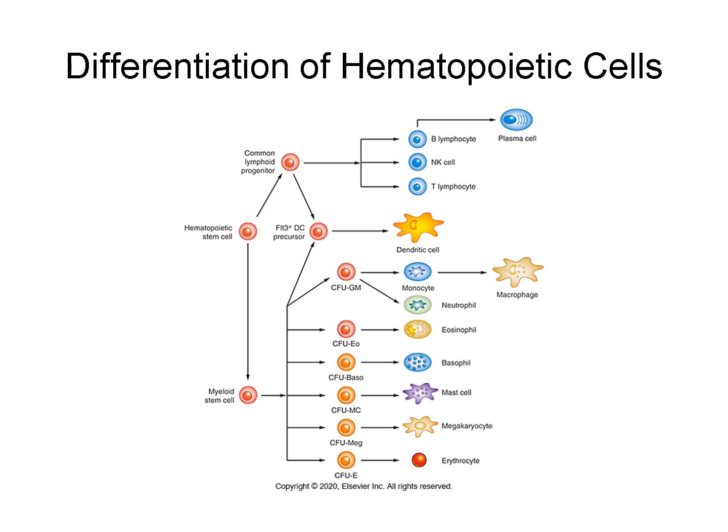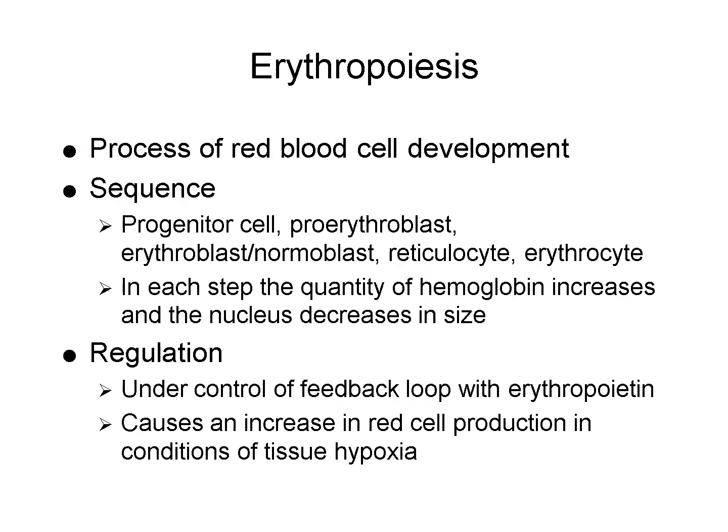This diagram shows the differentiation pathways of hematopoietic stem cells into various mature blood cells. Each branch represents a stepwise process influenced by growth factors, leading to the production of erythrocytes, granulocytes, monocytes, lymphocytes, and platelets. This careful regulation ensures that the body maintains proper levels of all blood components.